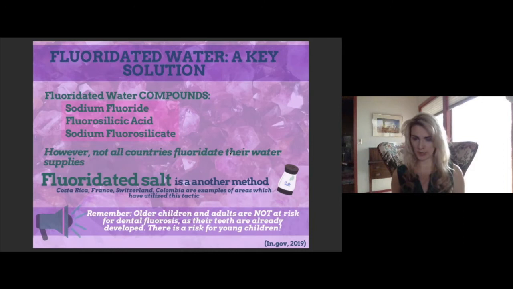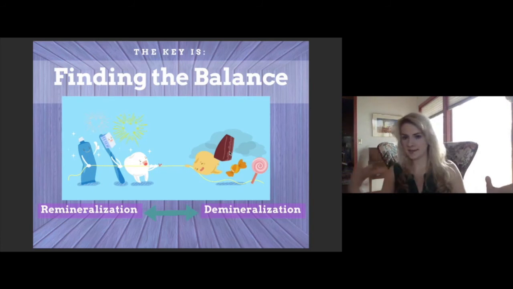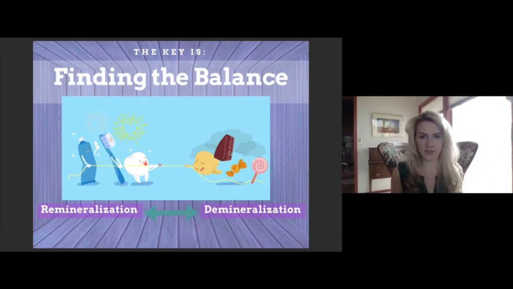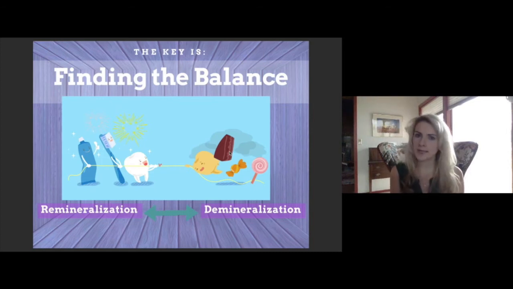Just remember, it's very important to note that older children and adults are not at risk for dental fluorosis, for having too much fluoride put into their teeth, because their teeth are already developed. There is still a risk for young children, and it's very important that they don't get too much fluoride while their permanent teeth are developing underneath the surface. Please follow the recommendations. The key is finding the balance between remineralization and demineralization. As you can see here, remineralization is supported by fluoride, by healthy habits, by brushing, flossing, drinking tap water. Demineralization is driven by snacking frequently, eating sugars, eating acidic foods, sour candies, etc. The key truly is finding the balance and making sure that you are within the recommendations.